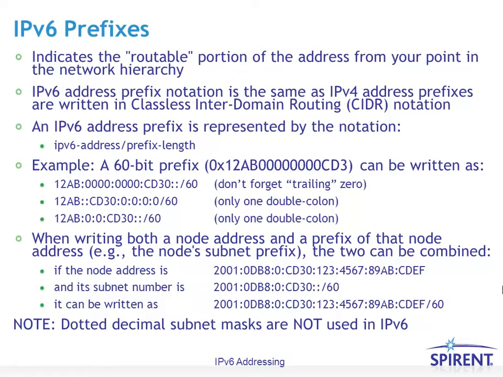So, IPv6 prefixes. Over the course of the history of the internet and IP addressing in general, a prefix was used to indicate the routable portion of the address from your point in the network hierarchy. As per CIDR, different points, like the core of the internet, will use shorter prefixes. Your organization will use prefixes plus subnets, and then there may even be host-specific routes. An IPv6 prefix is represented as an IPv6 address slash the length, and that again came from the CIDR, or classless interdomain routing, scheme.